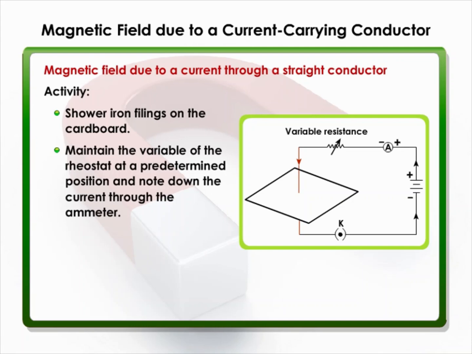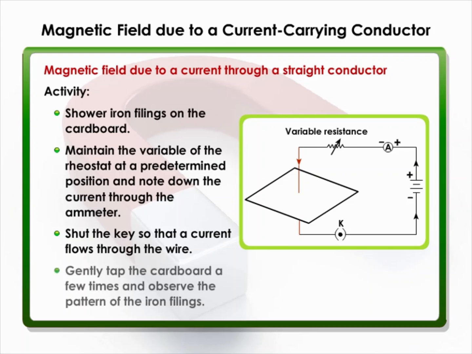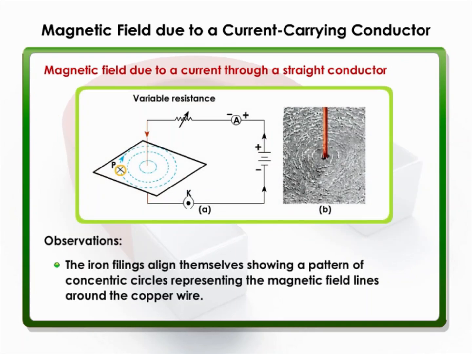Close the key so that a current flows through the wire. Ensure that the copper wire placed between the points X and Y remains vertically straight. Gently tap the cardboard a few times. Observe the pattern of the iron filings. You would find that the iron filings align themselves, showing a pattern of concentric circles around the copper wire. These concentric circles represent the magnetic field lines.